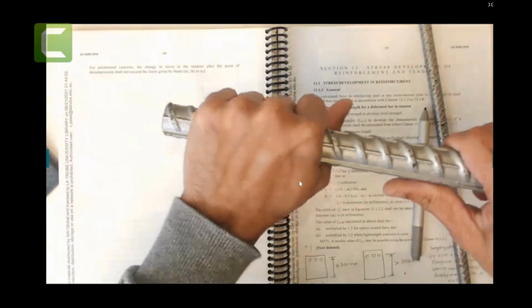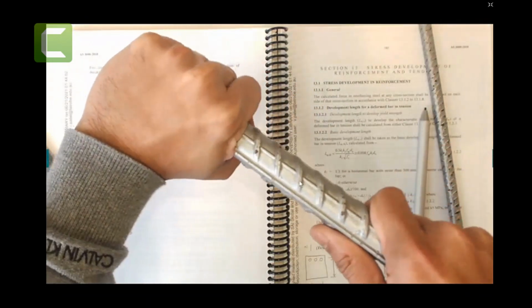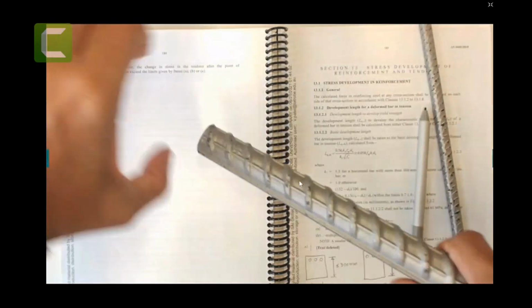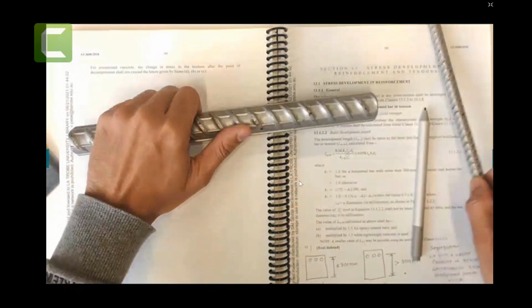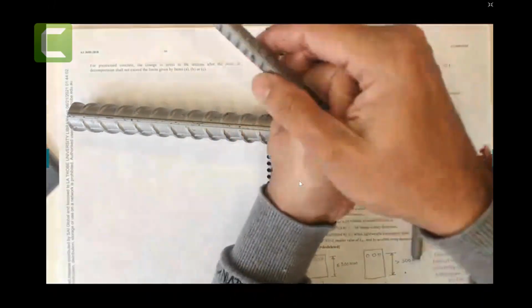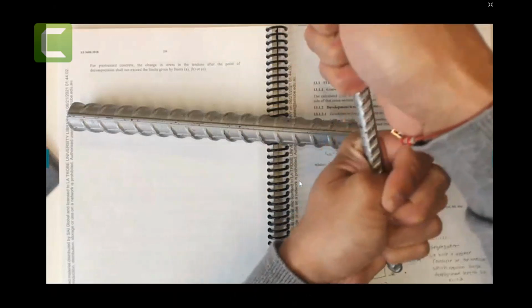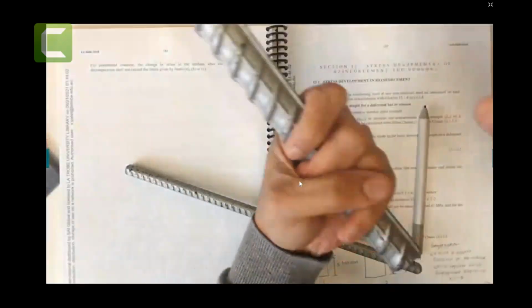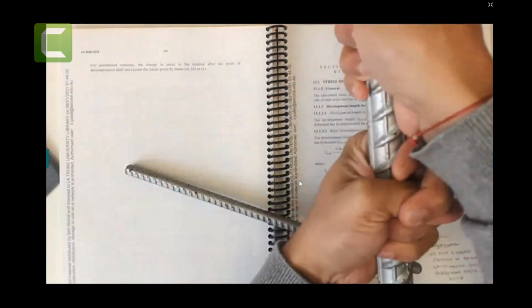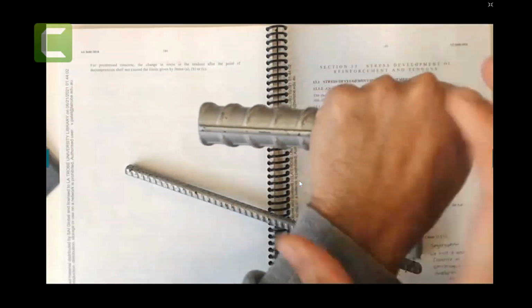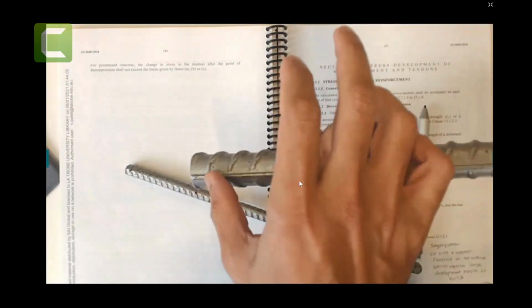If I have more, I can easily pull it out, right? So I need to provide a more development length here. If I have this one, I have more grip. You look at this, I can hold it with this grip, so you don't need that much. But here, you can't grip it because you have a larger diameter. So for larger diameters, you need to provide a larger development length.